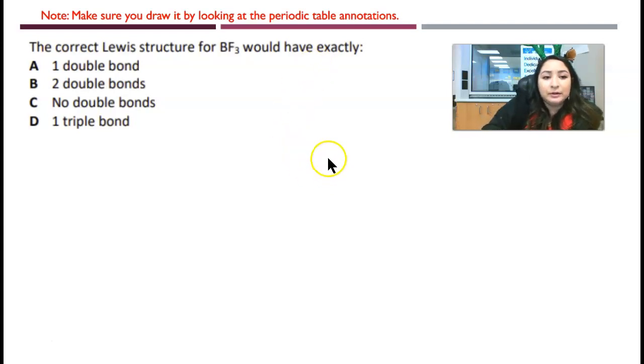So if we look at BF3, you draw boron, that's the middle one. You draw 3 fluorines. I'm doing it wrong, I was supposed to go in order.